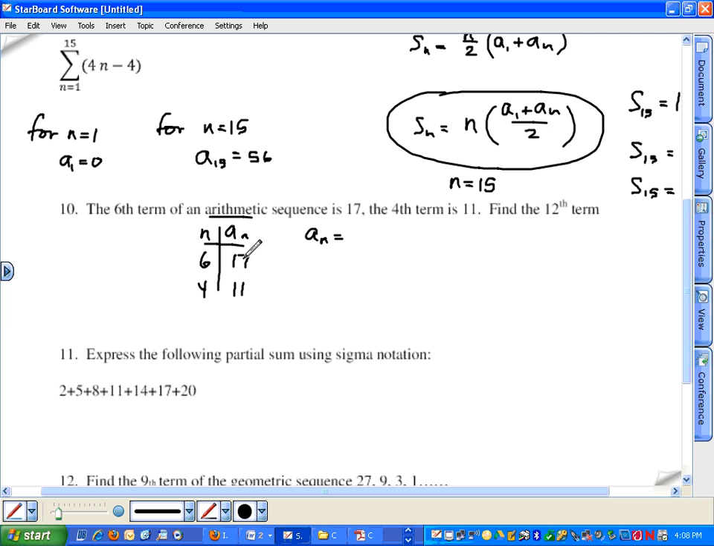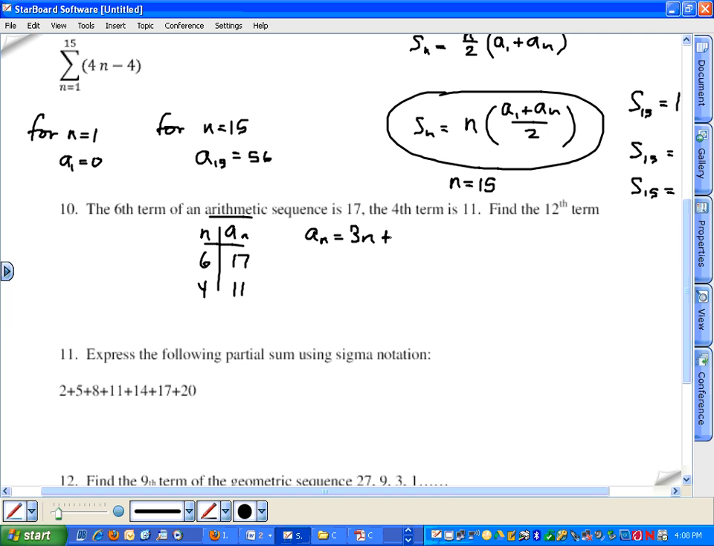So what we can do is find the common difference. The common difference is synonymous to the slope of a linear function. That's the difference of y divided by the difference of x. The difference of y here is 6. The difference in x is 2. 6 divided by 2 means the common difference is 3. So this is going to be 3n.